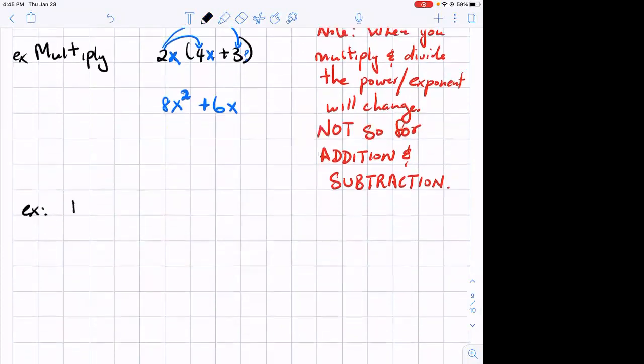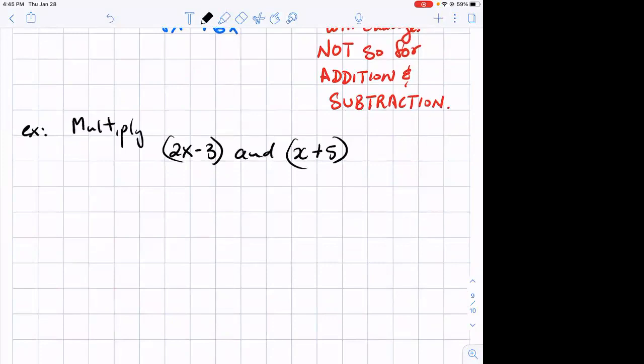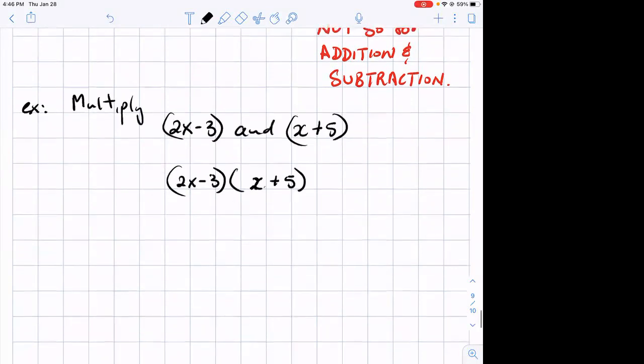how about if I ask you to multiply 2x minus 3 and x plus 5. So if we take 2x minus 3 and we multiply by x plus 5, so now we're multiplying two binomials. Now you've heard what is called the FOIL method, and the FOIL method really means, here, what happened if I only distribute this 2x to the second parentheses?